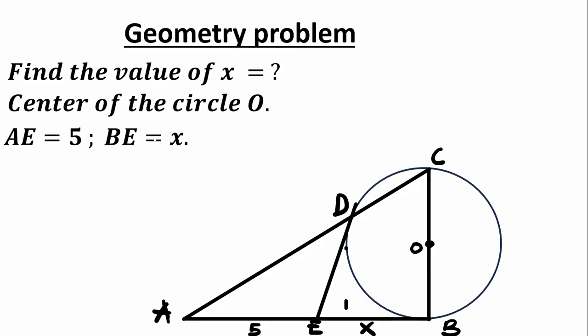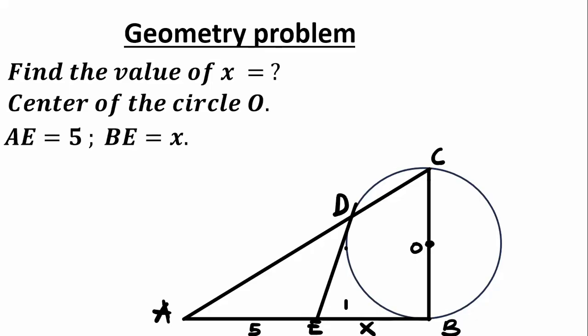This video is all about finding the value of x. We're given AE, which is 5, and BE is x, and that is what we're asked to find. Line BC passes through the center, so it is the diameter of the circle.